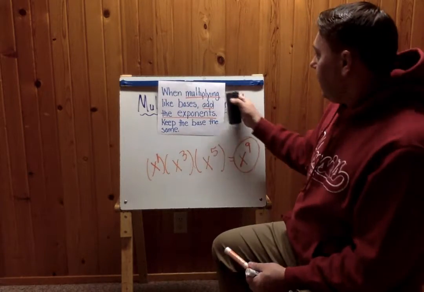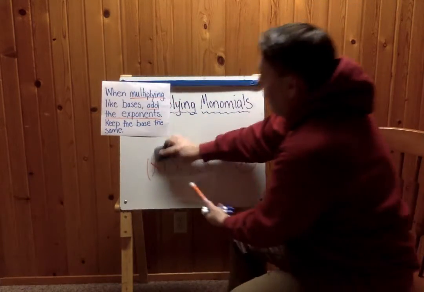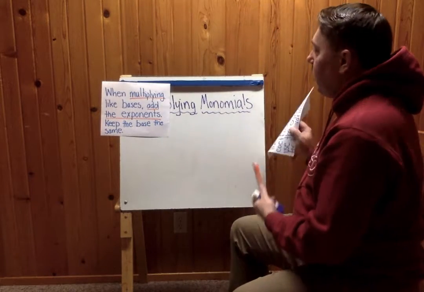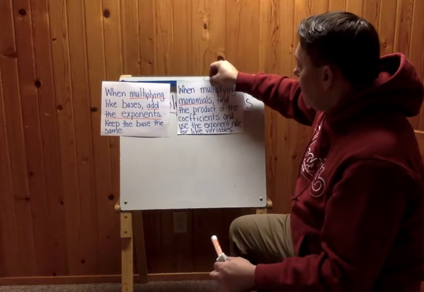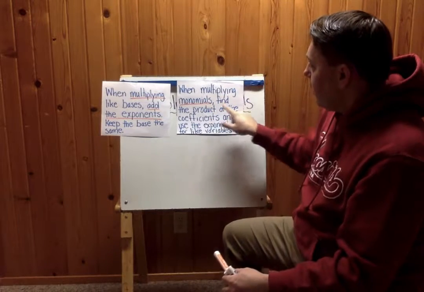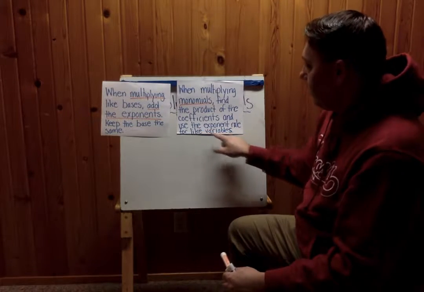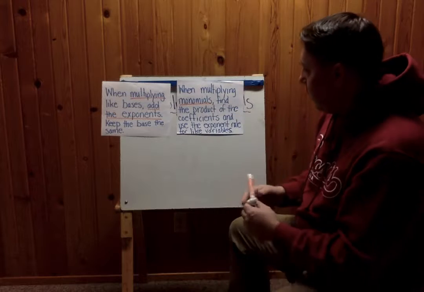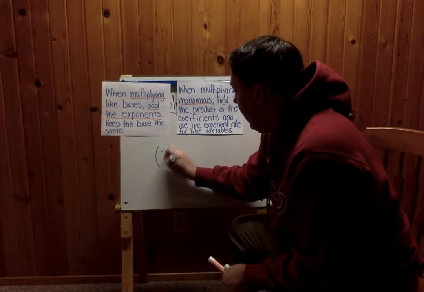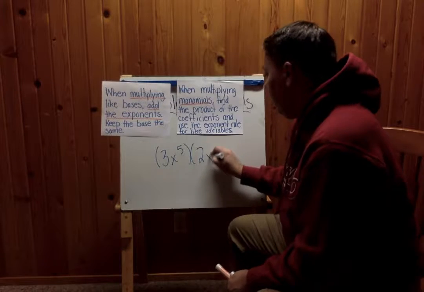Okay, now the next thing I want to go over is what do you do when you're multiplying monomials, but you have more than just variables in the problem. You might have a coefficient. Now, if you remember, a coefficient is a number that's in front of a variable. So when multiplying binomials, find the product of the coefficients and use the exponent rule for like variables. So we're going to use this exponent rule, but we're also going to make sure we know what to do with coefficients. So let's say we have 3x to the fifth times 2x to the third.